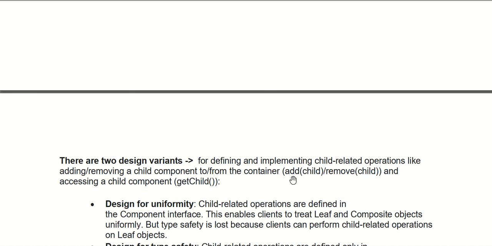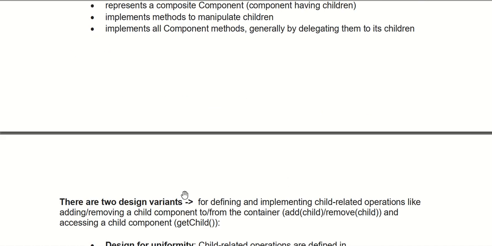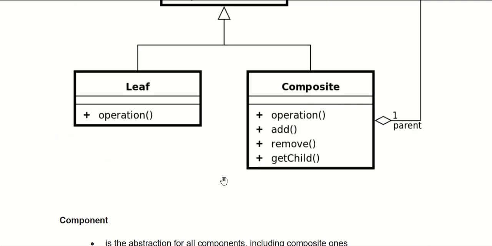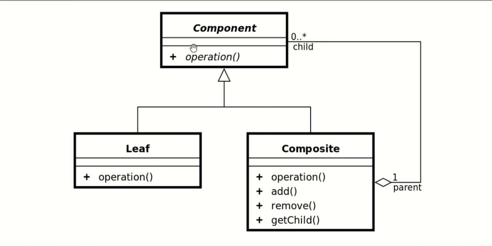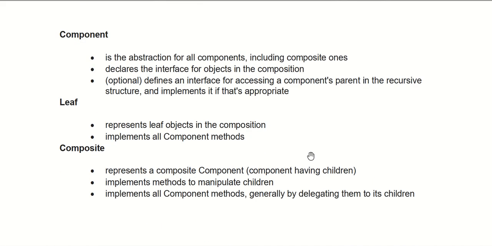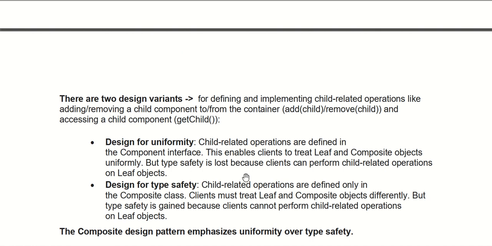What they are saying is, in case of design for uniformity, they basically put add, remove, get child, all these things into this component interface itself, apart from that identical operation. So this way child related operations are defined in the component interface. This enables clients to treat leaf and composite objects uniformly. But type safety is lost because clients can perform child related operations on leaf objects.